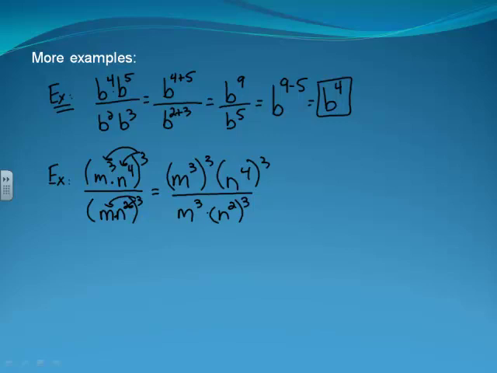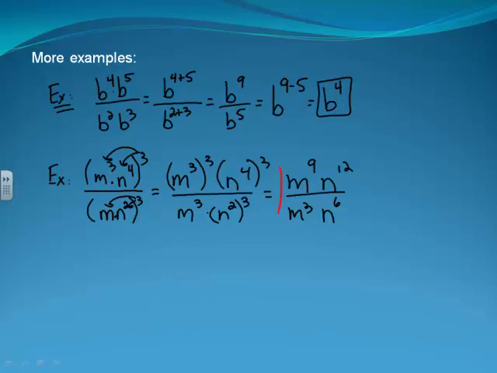All right, powers to powers multiply. So we've got m to the 3 times 3 is 9, n to the 4 times 3 is 12, divided by m cubed times n to the 2 times 3 is 6.